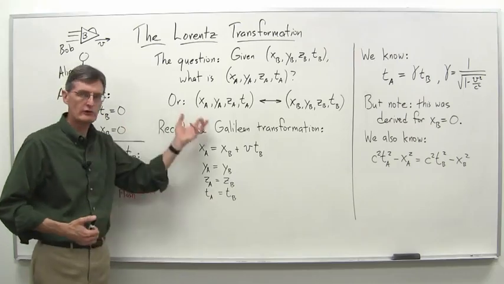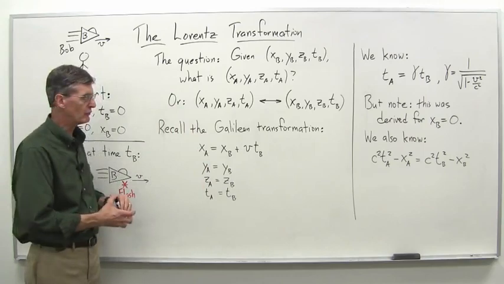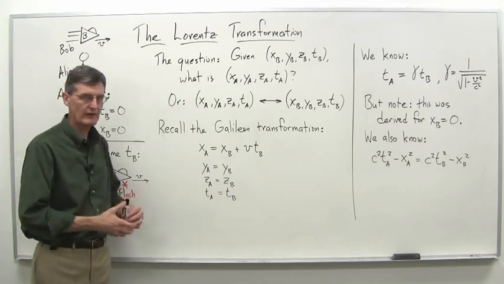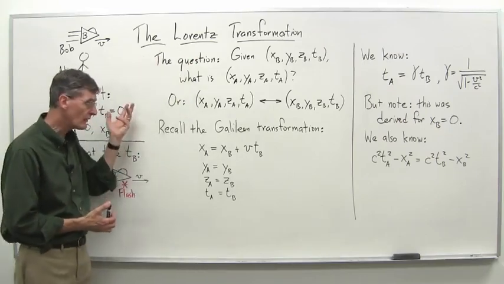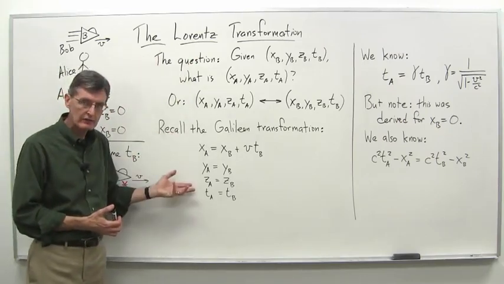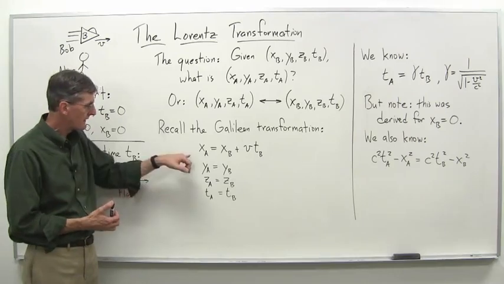Clearly, we can work through examples we've done before, but we don't want to have to work through the details every single time, so it's nice to have a formula, and that's what the Lorentz transformation is going to give us. It's going to be similar to the Galilean transformation that we worked on before, so let's recall that.